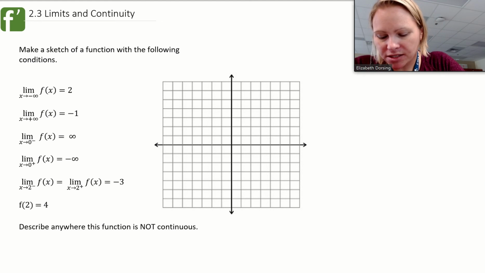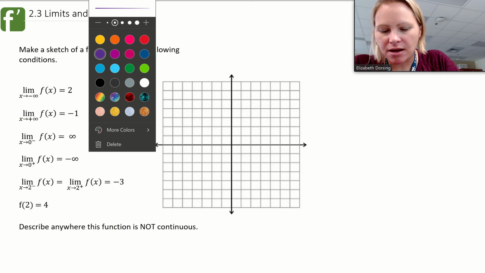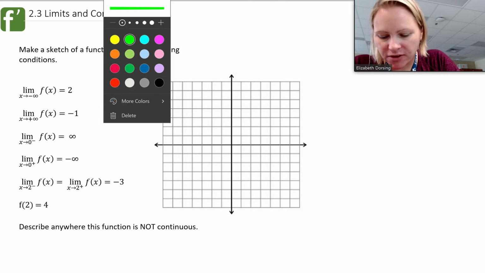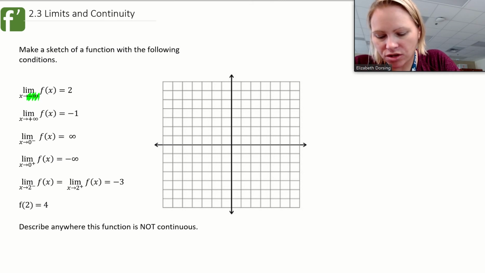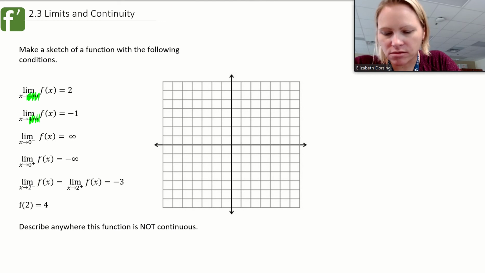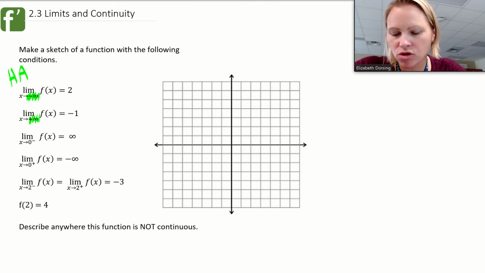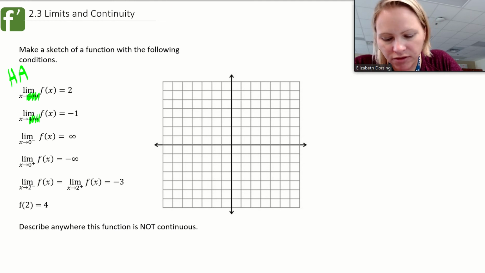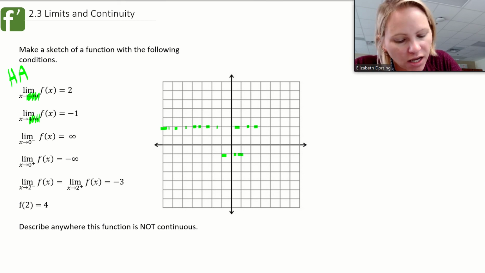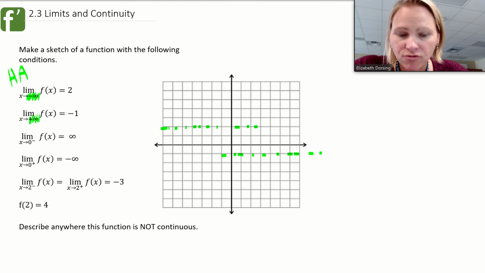When I have a limit, this first quality here, the limit approaching negative infinity. Now remember, anytime we're approaching an infinity, I want you to think horizontal asymptote. So that right there means that we must have a horizontal asymptote. So approaching negative infinity on the left, I'm going to have a horizontal asymptote at 2 on the left-hand side. And on the right-hand side, I'm going to have another horizontal asymptote at -1.